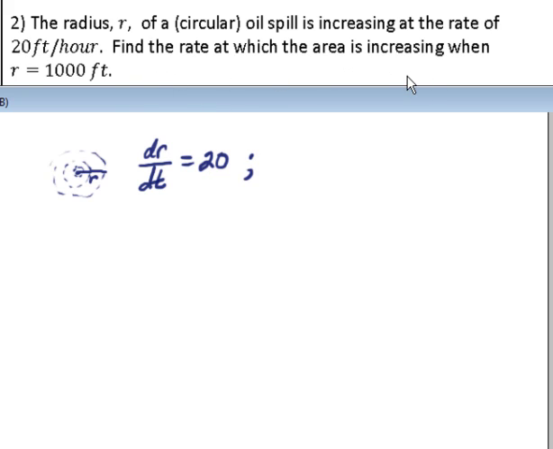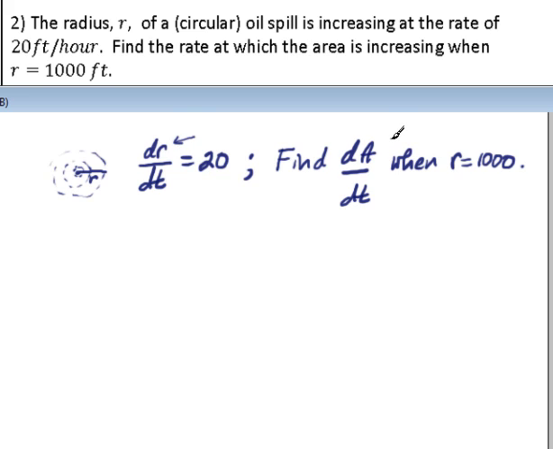Find the rate at which the area is increasing when r is equal to 1,000. So we want to find dA/dt, that's the rate at which the area is increasing when r is equal to 1,000. Well, again, where's our equation? We want an equation that relates our two variables, radius and area. Well, we know what the area of a circle is. The area of a circle is pi r squared. So that's our equation that relates A and r.